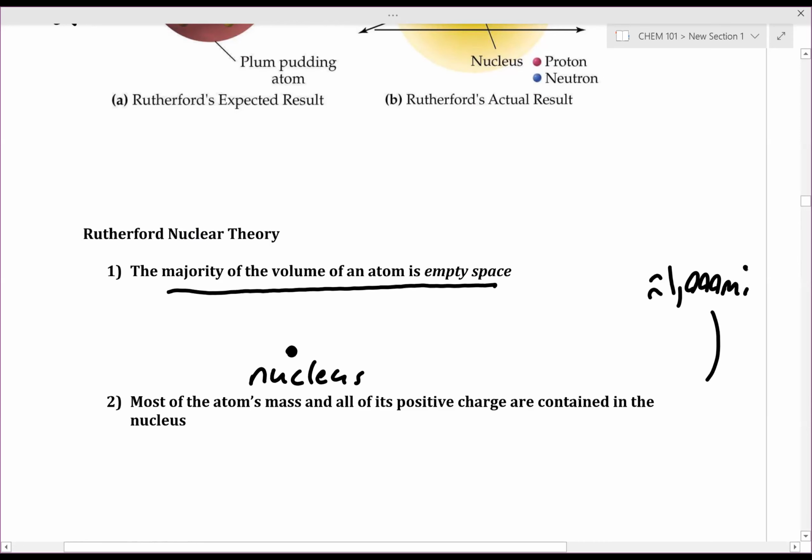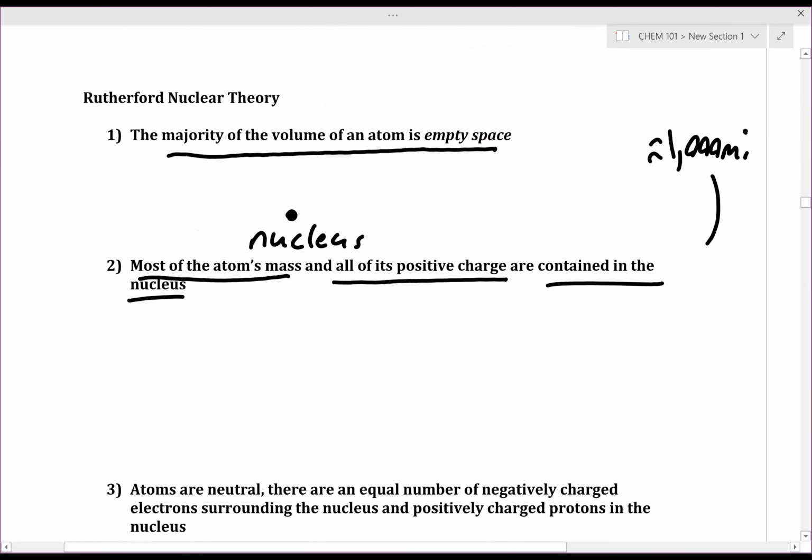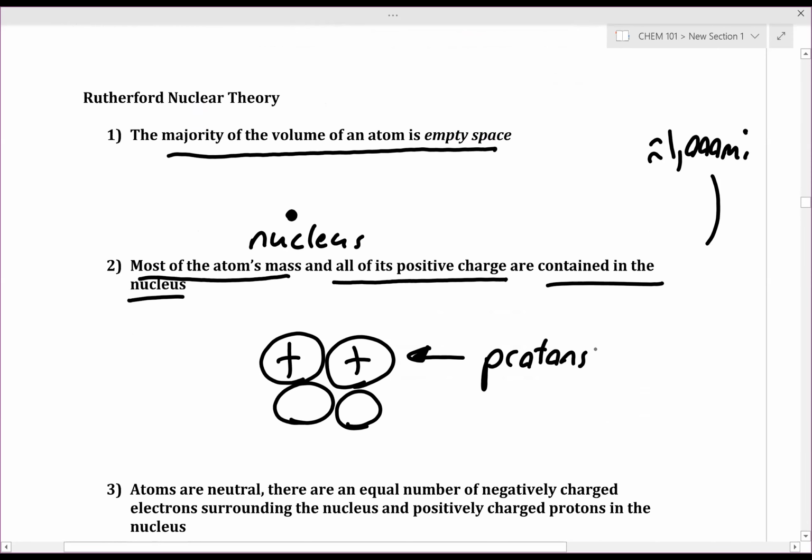Atoms are mostly empty space. There's only a small region of the atom where all of our protons and neutrons are located. So most of the atom's mass and all of its positive charge are contained in the nucleus. So the nucleus is a collection and the location of all of the atom's positively charged and neutral particles. And as we established, what do we call these positively charged particles? Protons, yep. So the nucleus contains the protons and the neutral particles, which we call neutrons. Perfect.